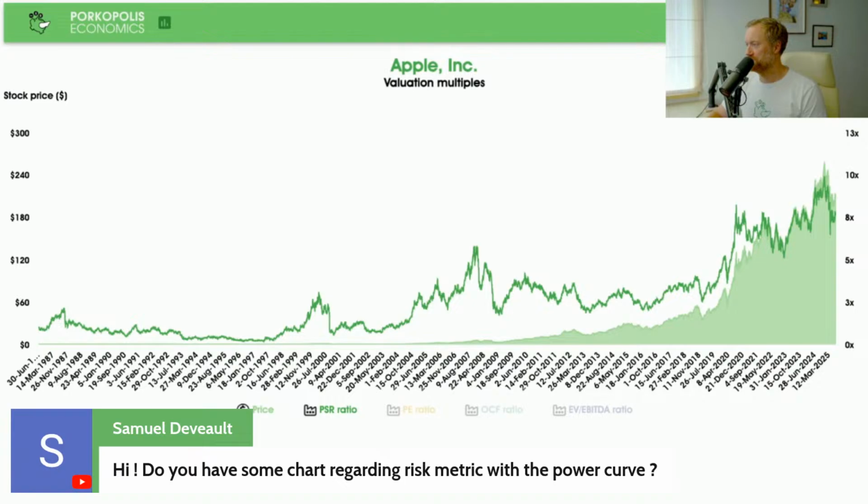Hello, Samuel. Can you be a bit more specific, risk metric with the power curve?